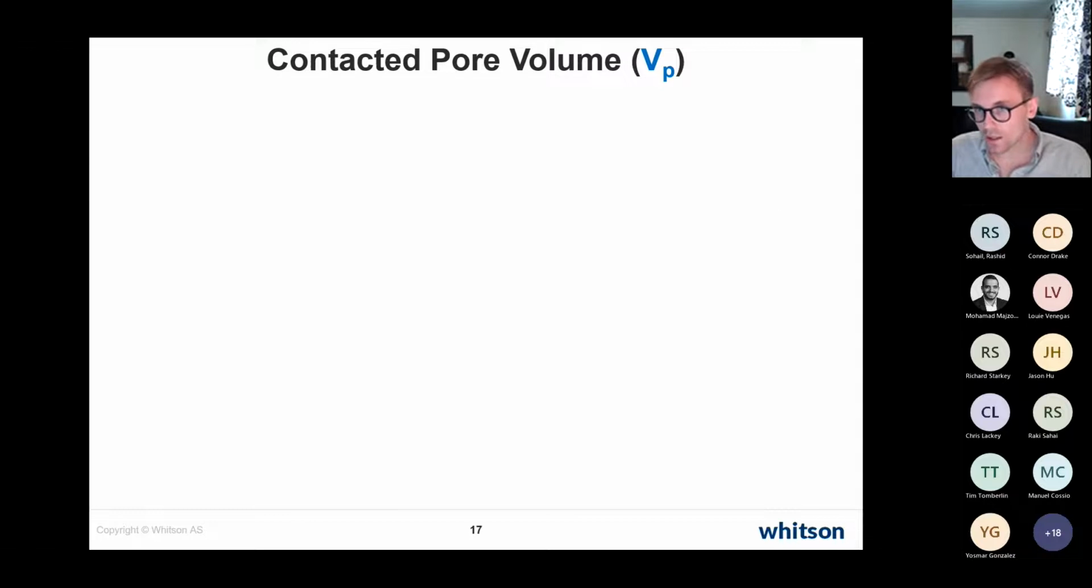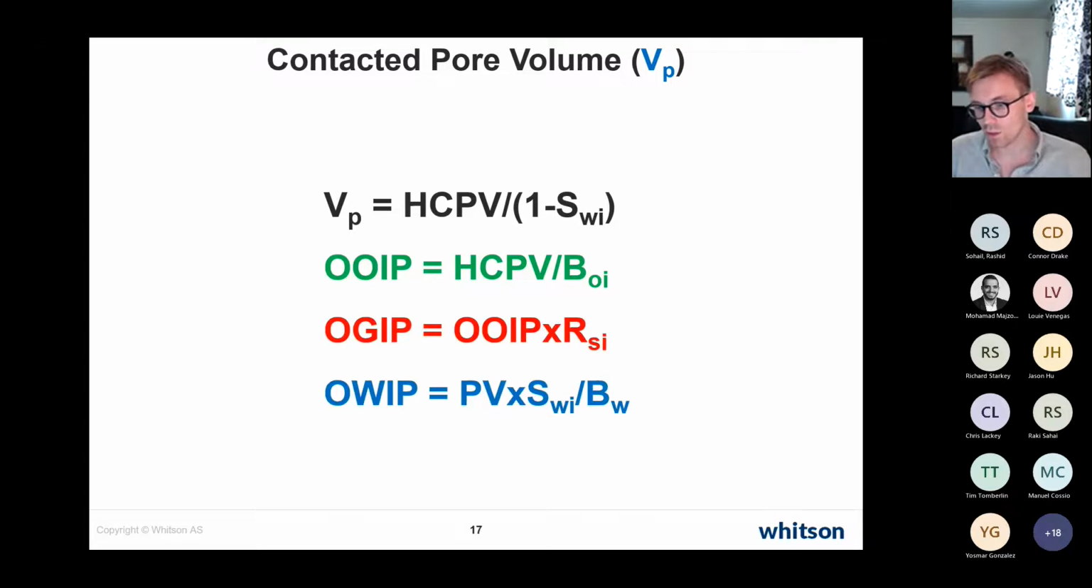When it comes to quantifying this contacted pore volume that we saw, this blue area that we saw earlier, we can quantify that in many, many different ways. The most important thing for me is that no matter which of these terms I use, the pore volume, the oil in place, the gas in place, and even the water in place, I'm talking about the same thing. The only difference between these are PVT properties, basically, or fluid properties with initial water saturation. So in the course, I'll probably use all of these interchangeably, so just remember that.